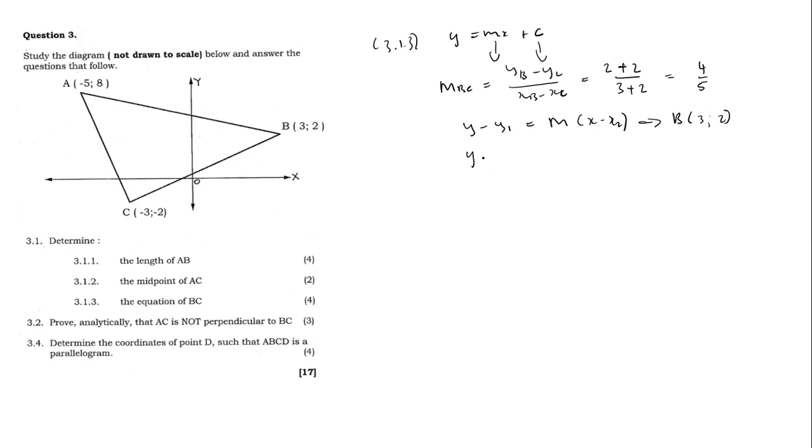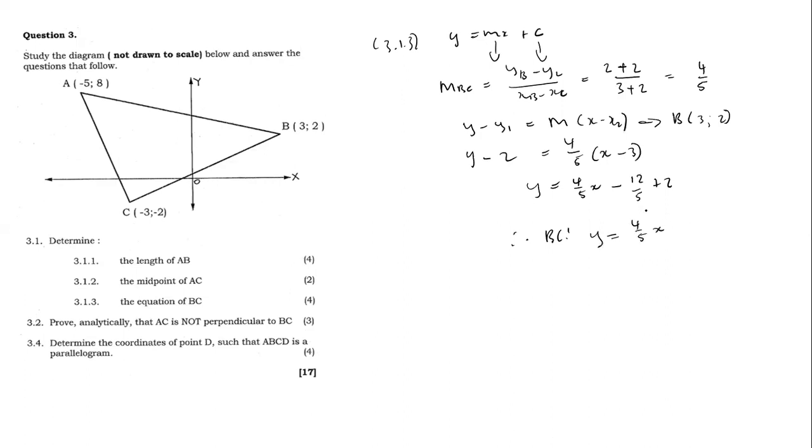So that means my y1 in this case is 2, my gradient is 4 over 5, and my x2 is going to be 3. Therefore 4 over 5 multiplied by x is 4 over 5x. 4 over 5 multiplied by negative 3 is negative 12 over 5. Then I transpose 2 to the other side of the equation, and on this side I'm left with x. Therefore, because we were looking for the equation of BC, the equation of BC in this case is going to be 4 over 5x.